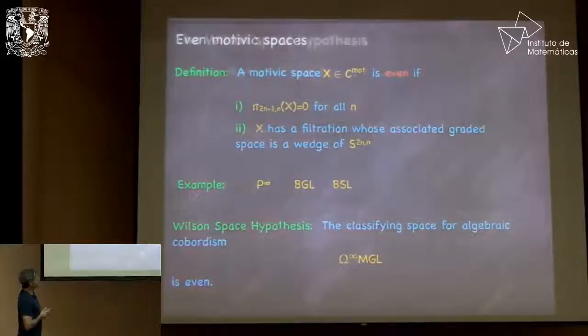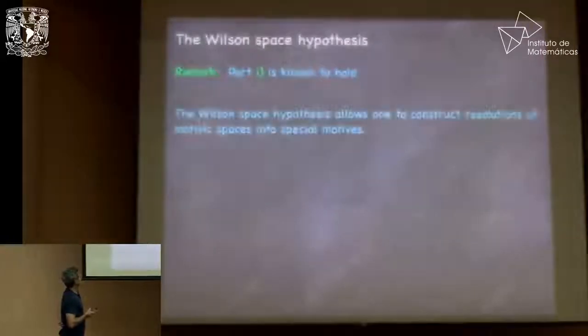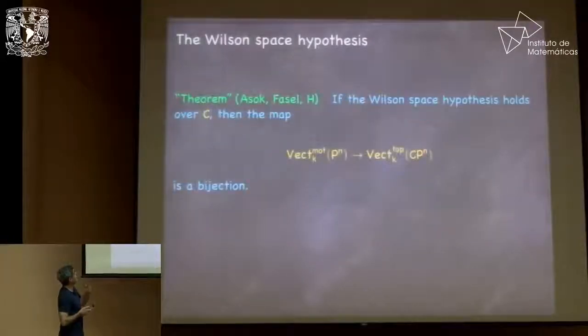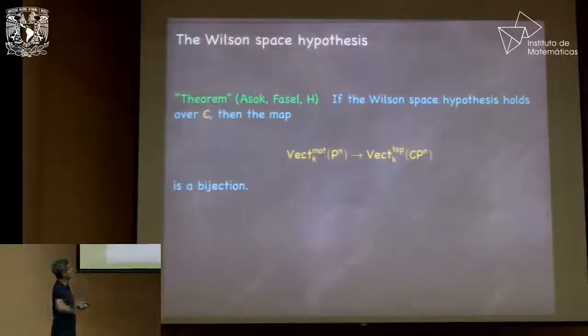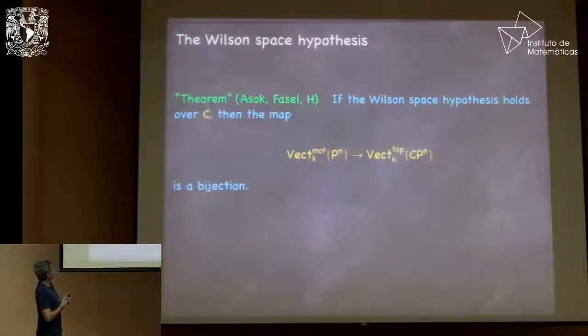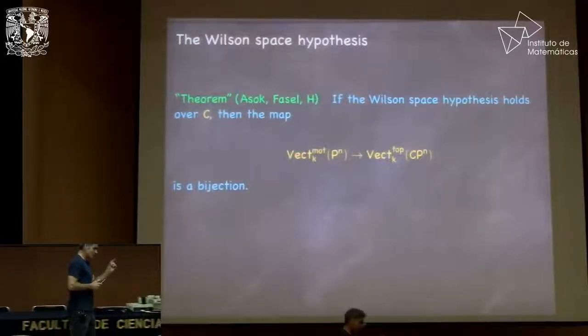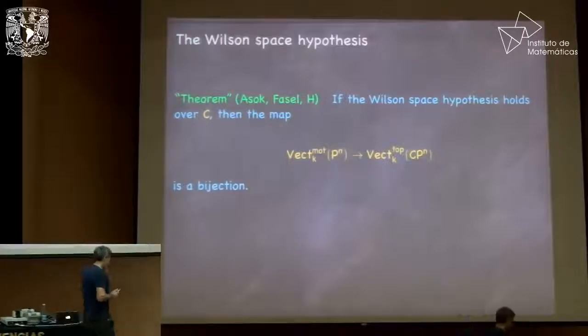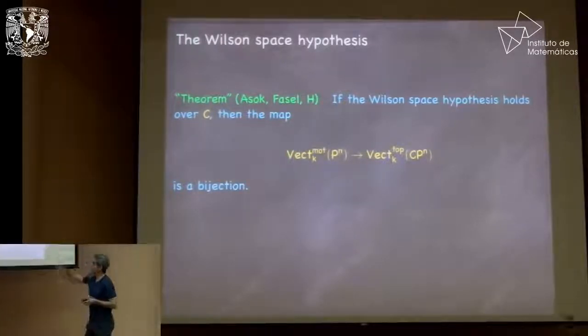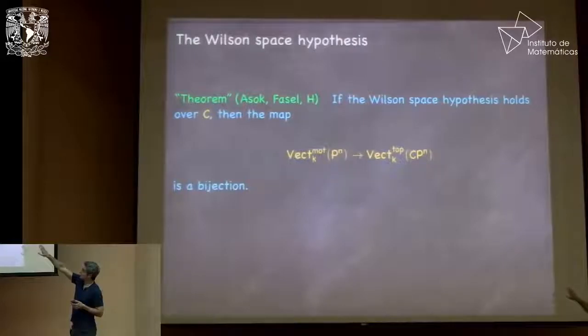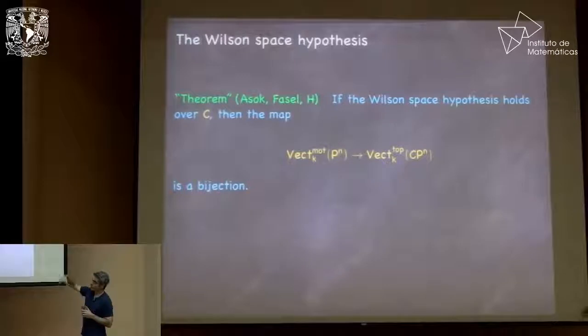So if you knew this, let me just say, this allows you to make some really unexpected resolutions, and I put this in quotes because we haven't really worked out all the details, but things look pretty good. It implies that if the Wilson space hypothesis holds, this little thing about moving the Hodge weight around was part of something much stronger, and it says that there's no difference between topological and motivic vector bundles on projective space, or more generally, anything with an algebraic cell decomposition.